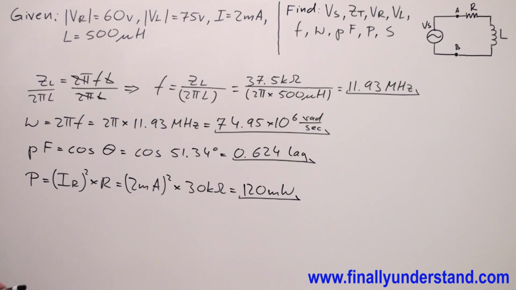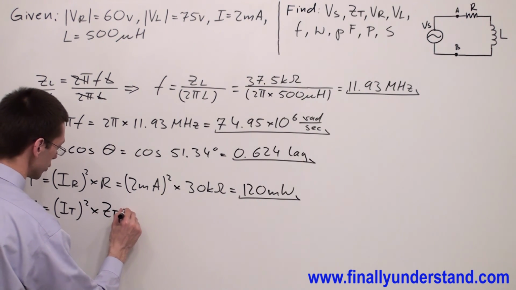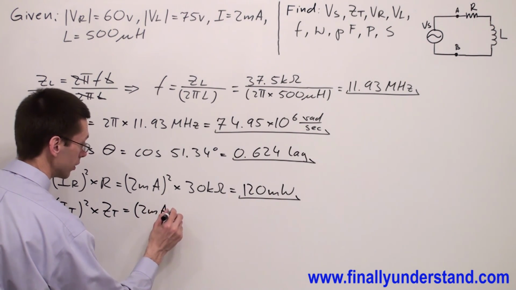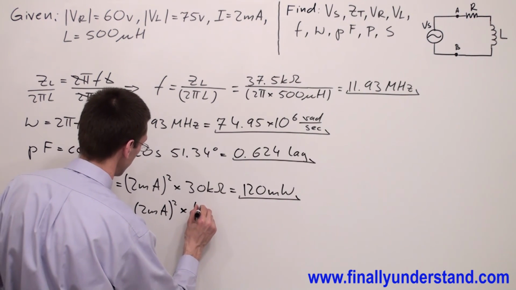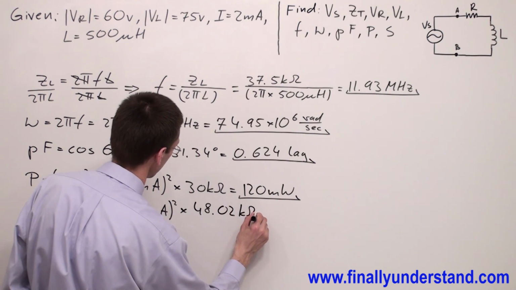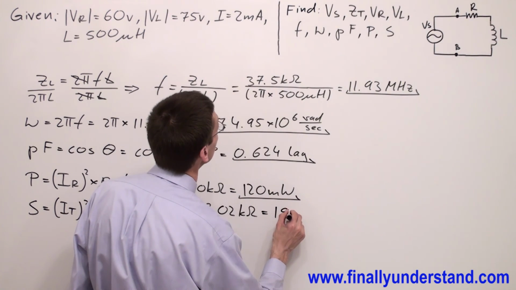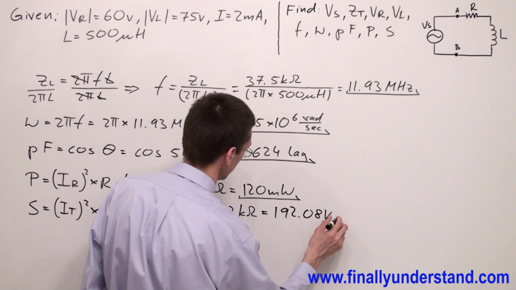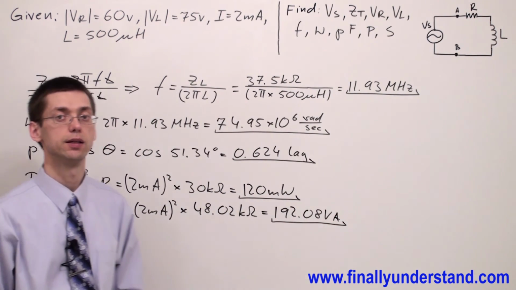Next, I'm supposed to find the apparent power S. S is equal to I total to the second power times Z total, which is equal to 2 milliamps raised to the second power times Z total, which is equal to 48.02 kilohms. This is equal to 192.08 VA. Now we can say that the problem is solved.